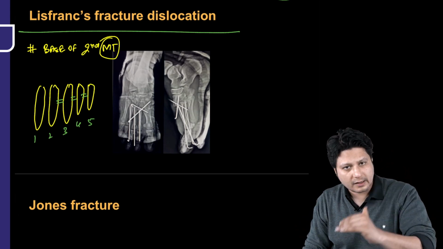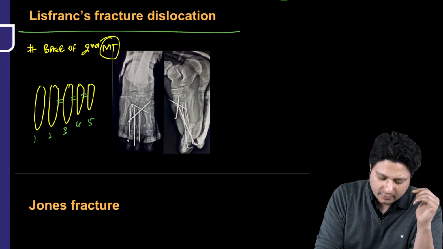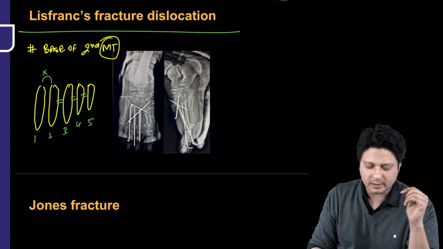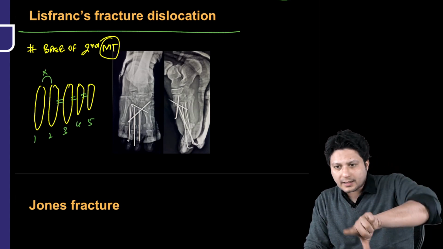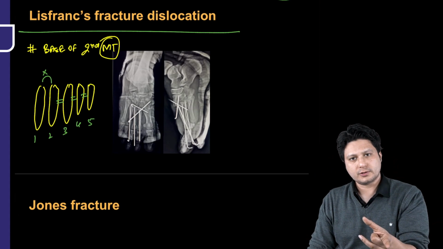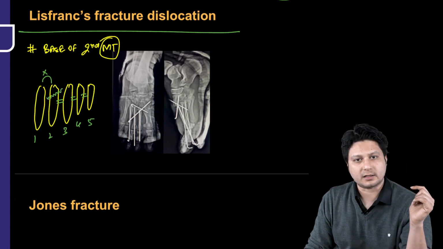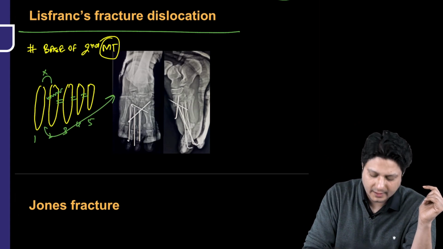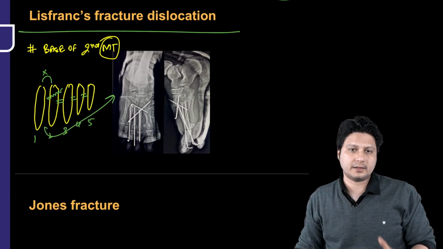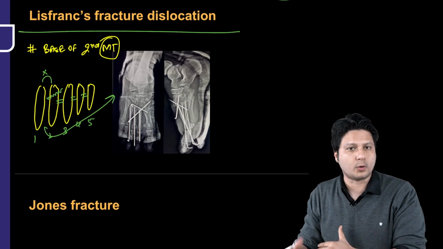This is just a rough diagrammatic representation. But there is no such direct connection between the first and the second one. They are connected through the tarsal bones. Imagine if there is a fracture in the base of the second metatarsal, then this entire ray of metatarsals will be deviated. This entire ray of metatarsals will be dislocated.